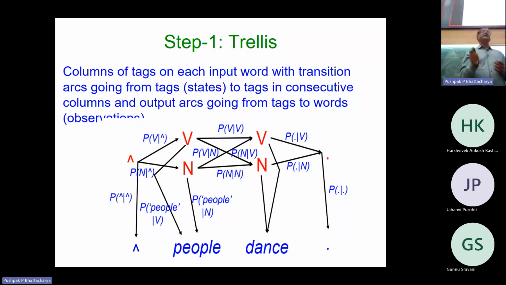Okay, so all these parameters which are shown on the trellis are obtainable from annotated data. This is what you will do in your assignment also. The assignment will be due end of August.